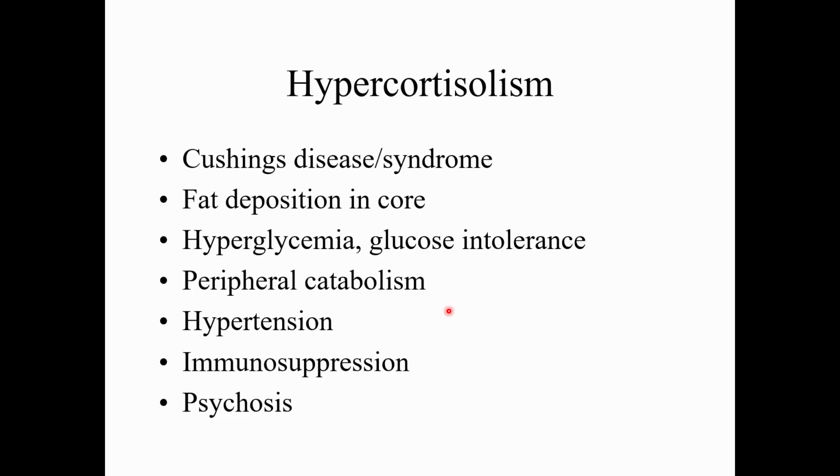What happens if you have too much cortisol? You have something called Cushing's disease. Well, think about what cortisol does. It breaks down fat in the periphery and sends it to the core. So a person with hypercortisolism or Cushing's is going to have skinny little arms and truncal obesity. They are going to have hyperglycemia and insulin resistance.